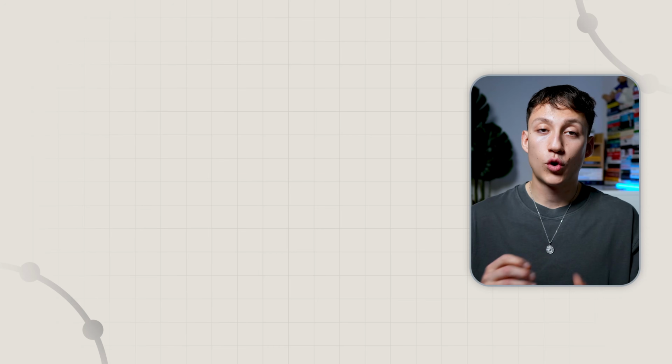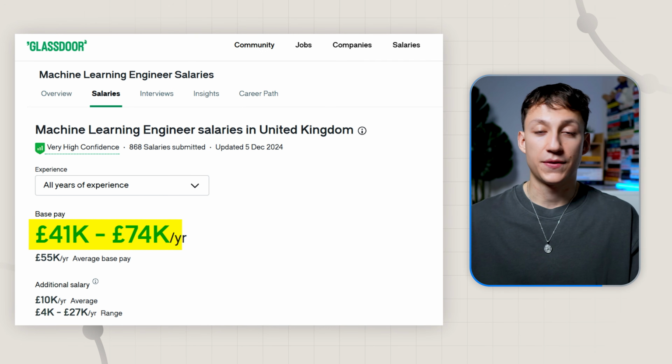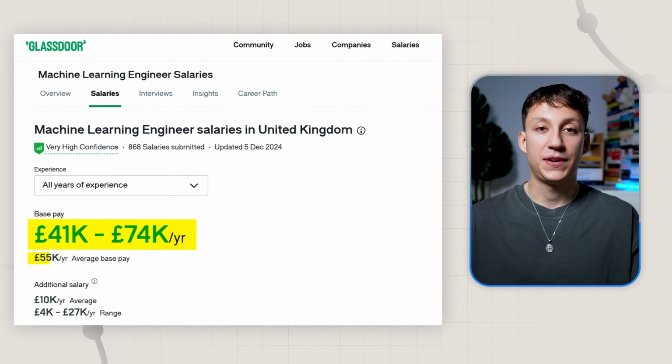machine learning. Taking all of this into account, especially the rise of AI in the past few years, machine learning is a very hot topic and something that's very valuable in the market. So if you have good knowledge and good skills in it, you're likely to be very employable and also have really good compensation. According to Glassdoor, the average salary for a machine learning engineer in the UK is anywhere between 41 to 74k, with the median being about 55k.